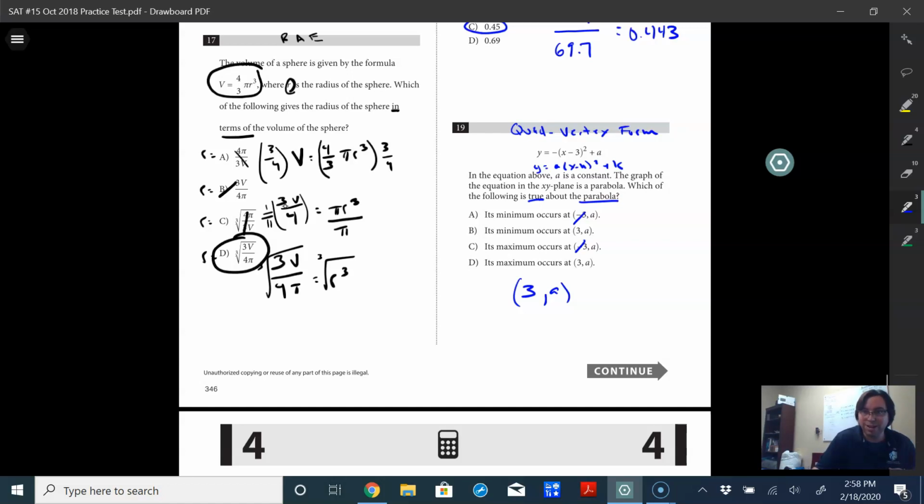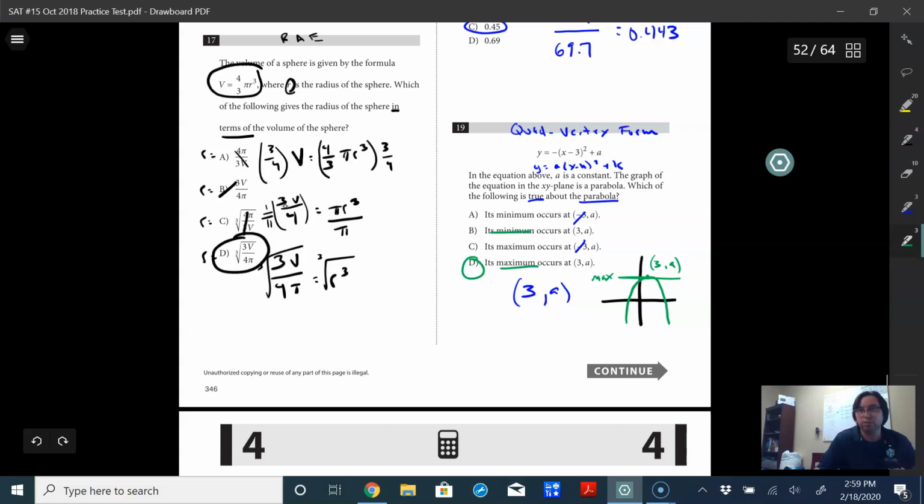Now remember, this is a negative parabola, so on our xy coordinate plane we have something that's doing this. It means it's shooting upside down. For that reason, whatever that point is, that's going to be (3, a), and that has to be the maximum because it cannot be any higher. So that has to be the maximum value, and therefore B is wrong. D is the correct answer choice for this one.